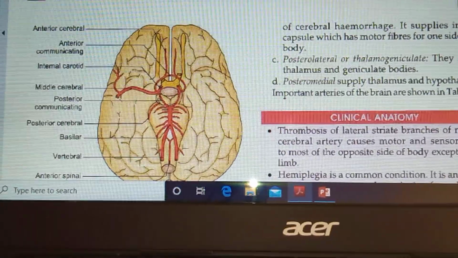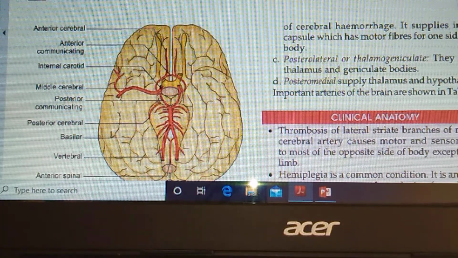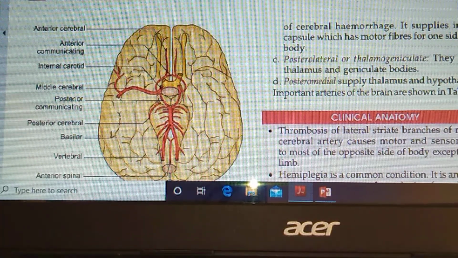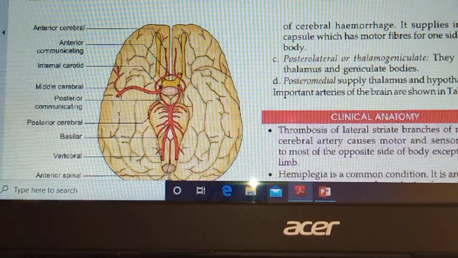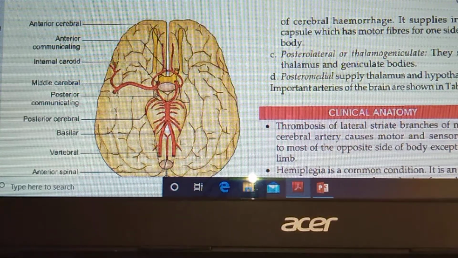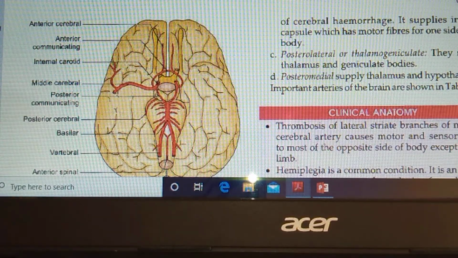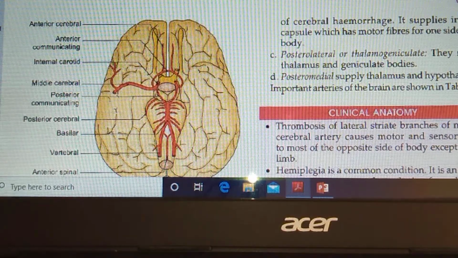Okay, fine. Now the circle of Willis is an arterial circle that is situated at the base of the brain in the interpeduncular fossa. Now what is the interpeduncular fossa? We will see through one diagram what the interpeduncular fossa is.